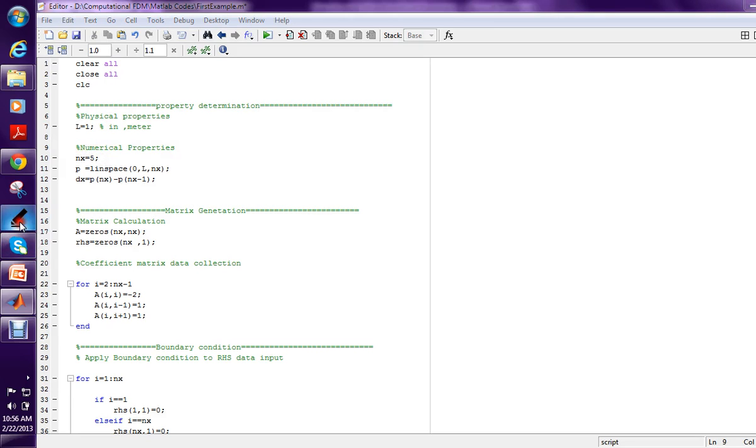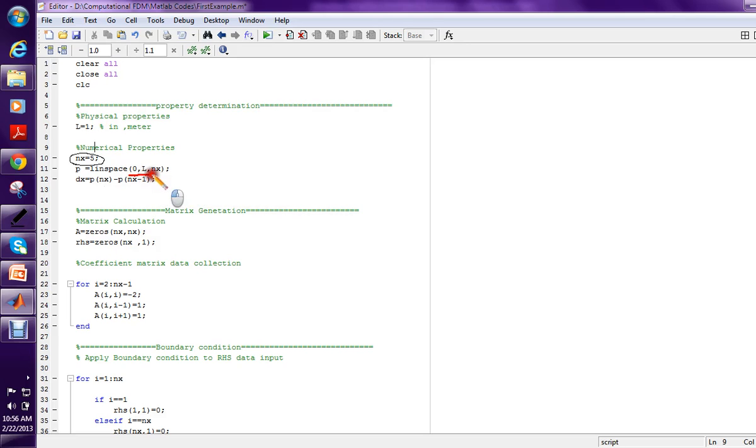So I have another thing to make you understand. We divided our domain here into 5 equal segments. So the number of elements and number of nodes is 5, and we divided it using another MATLAB function called linspace, linearly spaced. So we want to divide it from 0 to L.